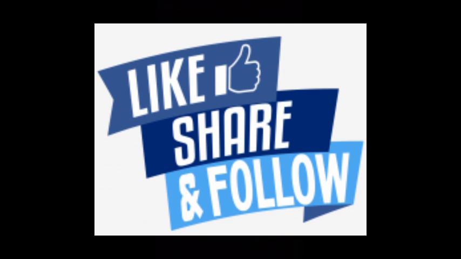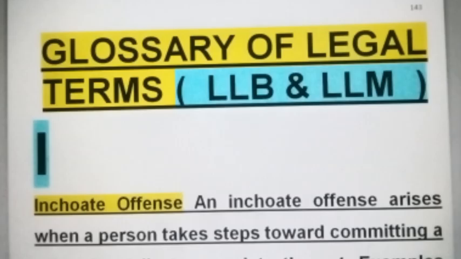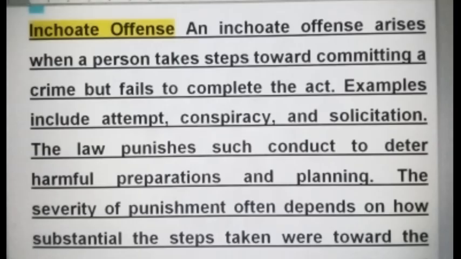We are back with the glossary of legal terms. The first term today is inchoate offense. An inchoate offense arises when a person takes steps toward committing a crime but fails to complete the act. Examples include attempt, conspiracy, and solicitation.